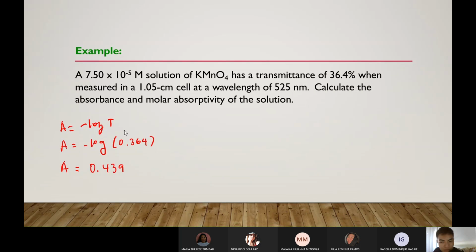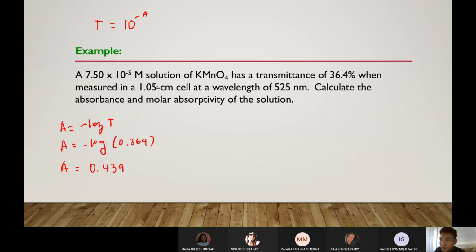So kapag pinapahanap yung transmittance, you can do the anti-logarithm. Okay? So pag hinahanap yung transmittance, the equation to be used is 10 raised to negative A. So that's 10 raised to negative of the absorbance. That's the transmittance. Okay, paano ko nakuha yan? Anti-log mo lang to. Okay? Alam ko, sanay na tayo mag-anti-log.